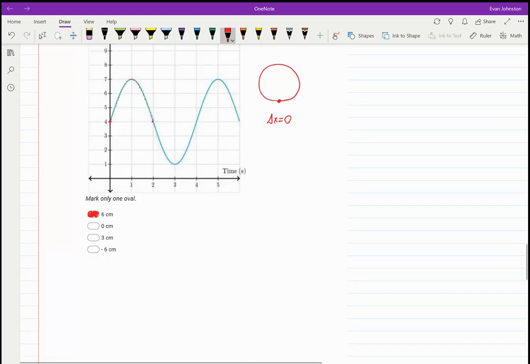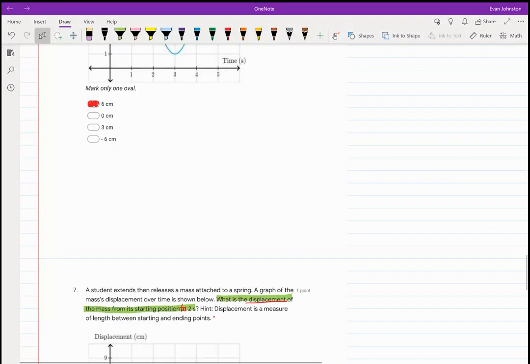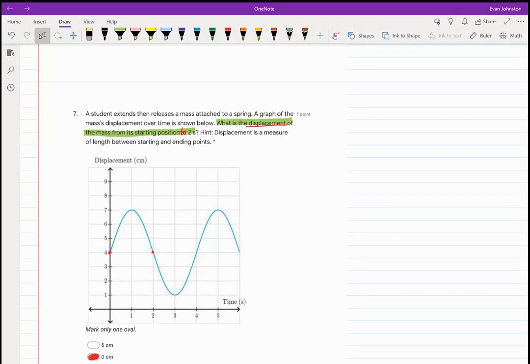And that is it. So this is actually kind of a review almost of really Unit 1 a little bit, but kind of getting better at reading these graphs and what they tell us.